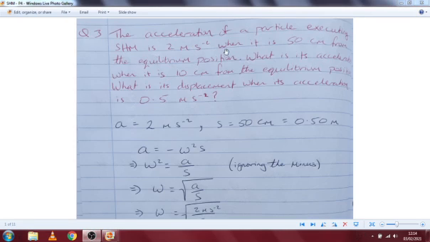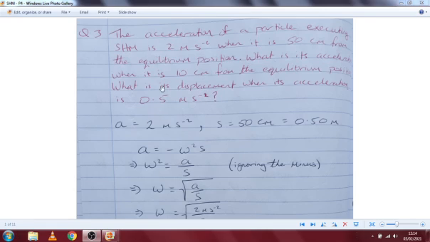On to question 3. It tells us the acceleration of a particle executing simple harmonic motion is 2 meters per second squared when it is 50 centimeters from the equilibrium position. What is its acceleration when it is 10 centimeters from the equilibrium position? And finally, what is its displacement when its acceleration is 0.5 meters per second squared?